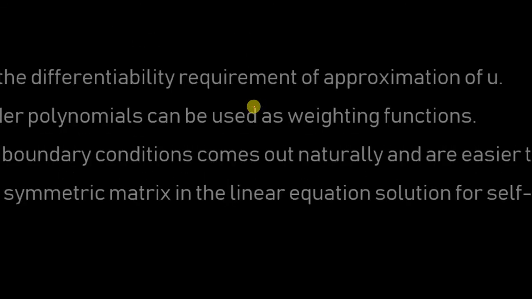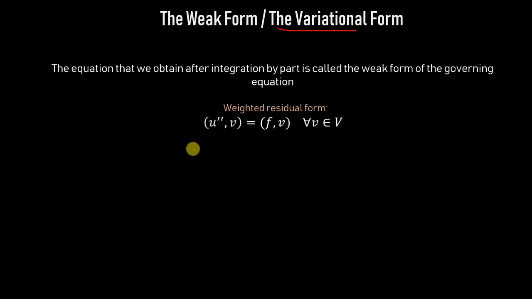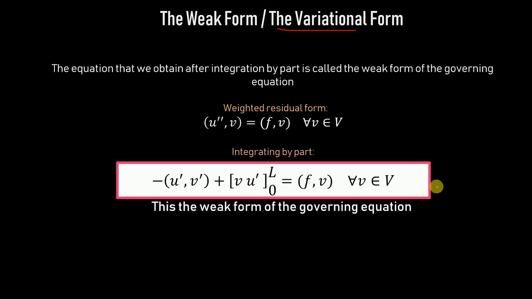Okay, so let us now discuss the weak form in detail. We also call it the variational form or the V form. The equation that you obtain after integration by parts is called a weak form. That's what we have discussed. Now the weighted residual form was this. We perform integration by parts and we got this equation. This is nothing but the weak form of the governing equation.